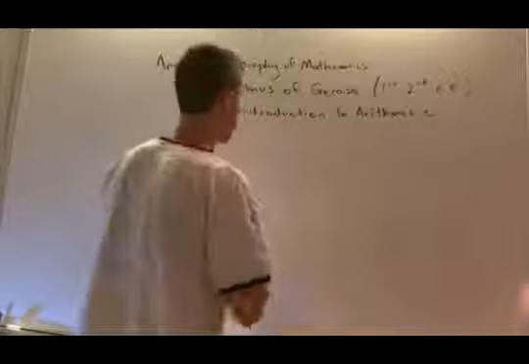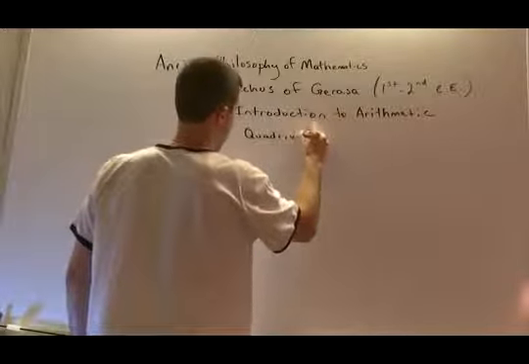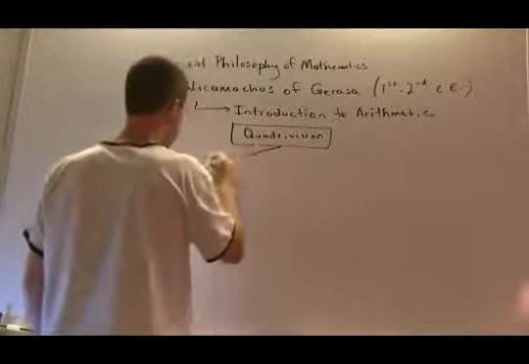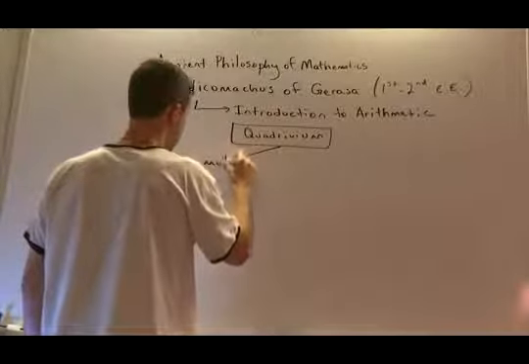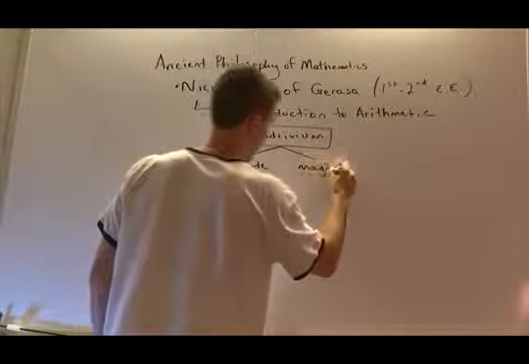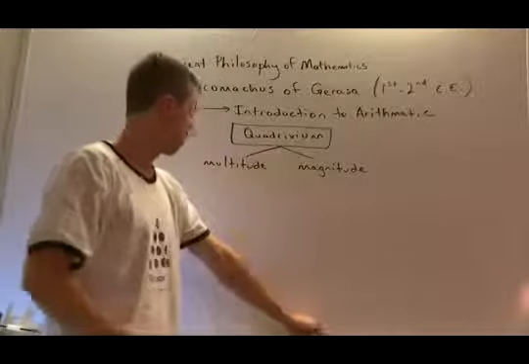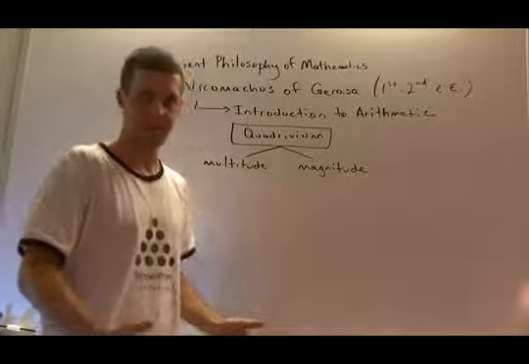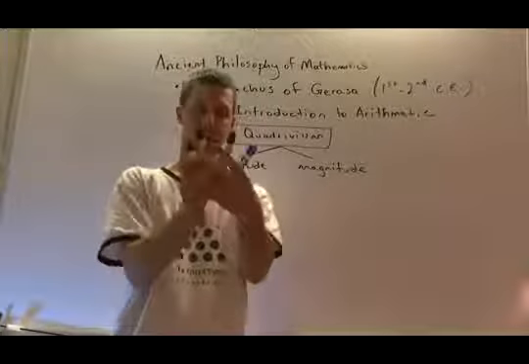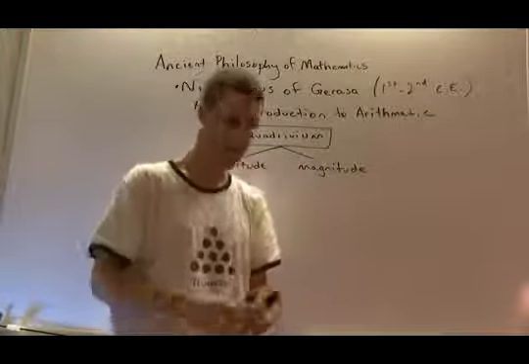So this is the first breakdown in the Quadrivium. That we can either have multitude or magnitude. And multitude is what we would think of as integers. If I was going to say these are a multitude of markers, 4 markers.